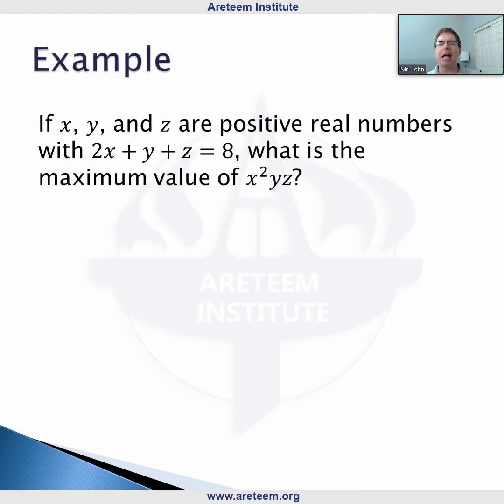So suppose x, y, and z are positive real numbers with 2x plus y plus z equal to 8. What is the maximum value of x squared y z? Now, what should we notice when we look at this? We have 2x, we have x squared. We have y and y, z and z.